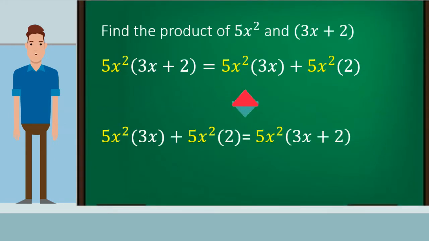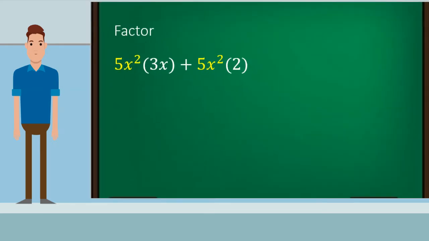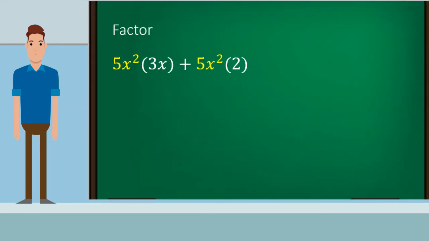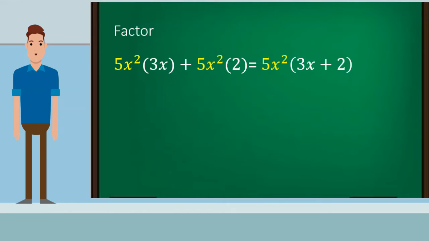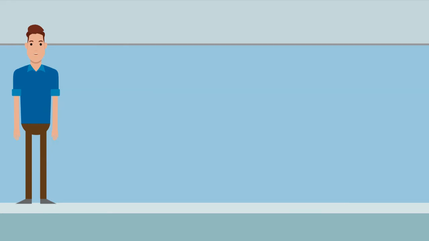However, because the distributive property is an equality, the reverse of this process is also true. If we start with 5x^2 times 3x, plus 5x^2 times 2, we can use the distributive property to factor out 5x^2 and obtain 5x^2 times (3x + 2). The resulting expression is in factored form, because it is written as a product of two polynomials, whereas the original expression is a two-termed sum.